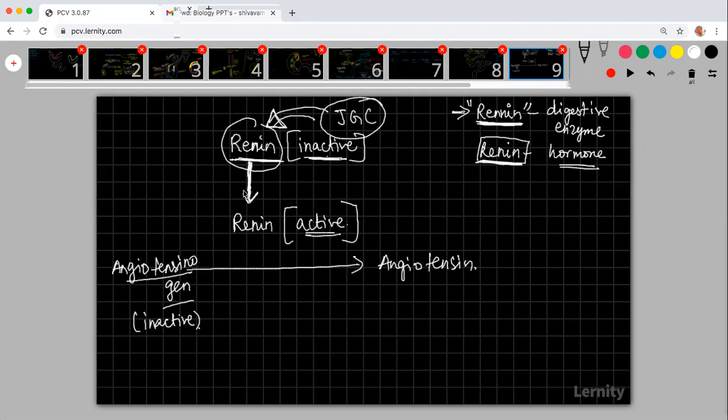But now we will try to study: if it is active, what is it doing? When this inactive renin changes to active renin, it will be able to convert this angiotensinogen into angiotensin. Okay, this angiotensin, if it is in the blood, will do two things. One, it will increase aldosterone.